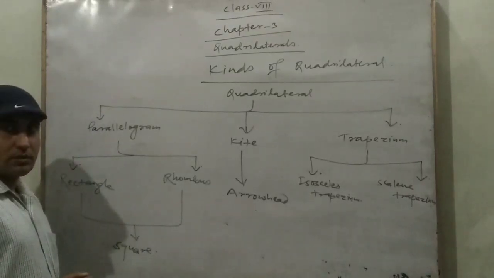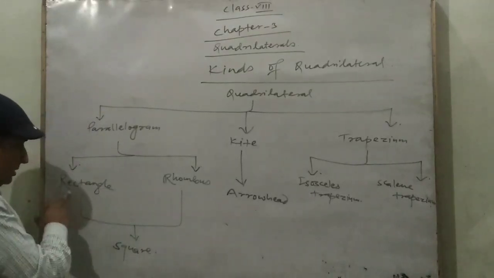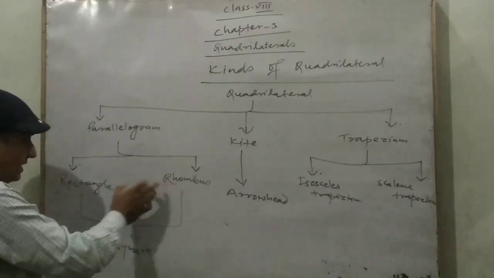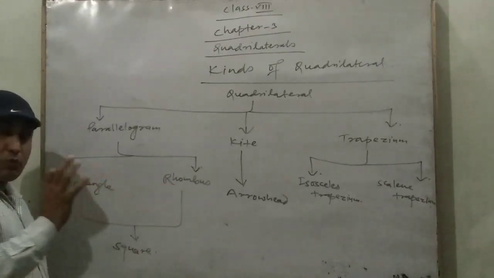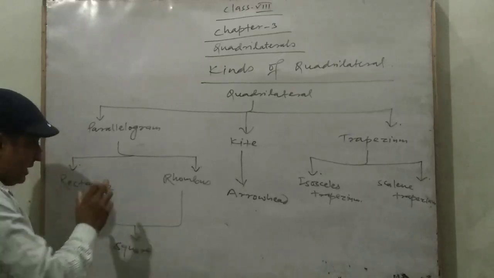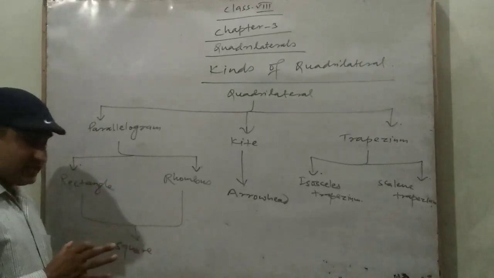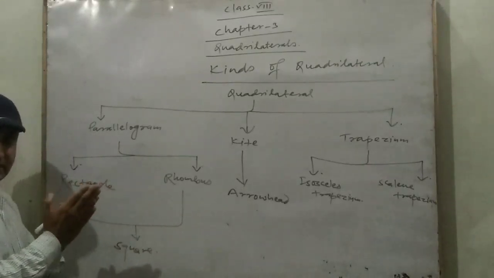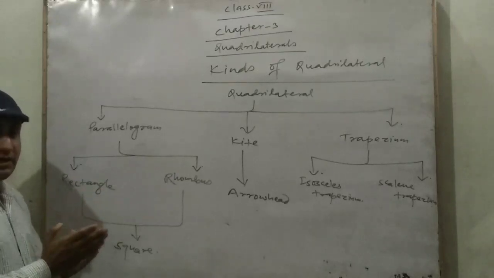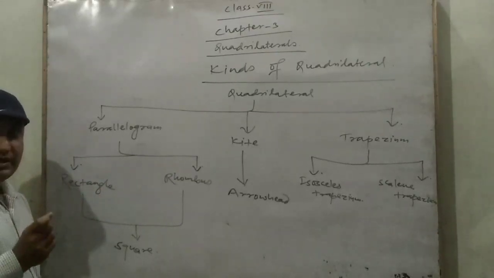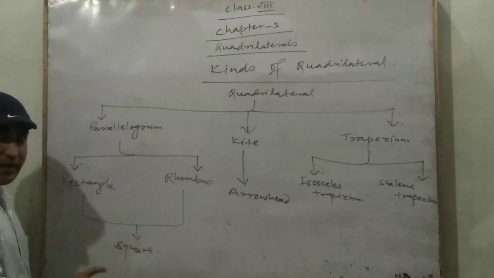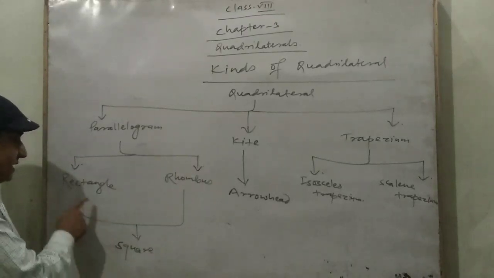Rectangle and rhombus have their properties. If their properties mix with one another, then one kind of quadrilateral is formed, that is called a square. A square has both properties of rectangle and rhombus.